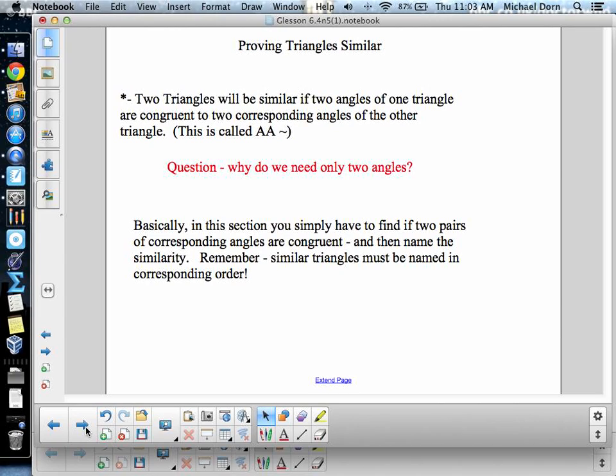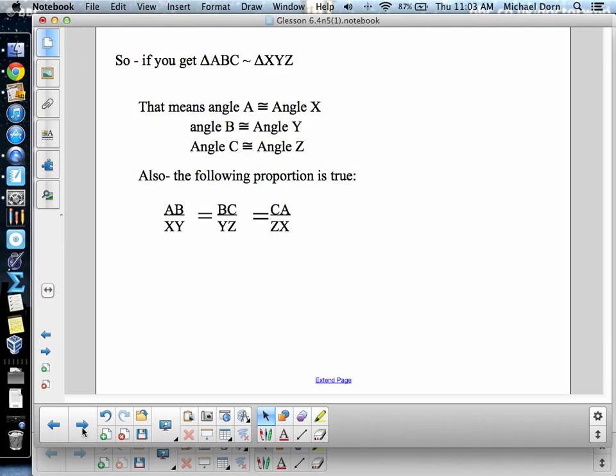So the easiest way to prove that 2 triangles are similar is to show that 2 pairs of corresponding angles are congruent. And remember, when we name them, they have to be named in corresponding order, just like we did with congruence. So if I get triangle ABC is similar to triangle XYZ, that means angle A and angle X are corresponding, B and Y are corresponding, C and Z are corresponding and congruent. It also means we have this proportion.